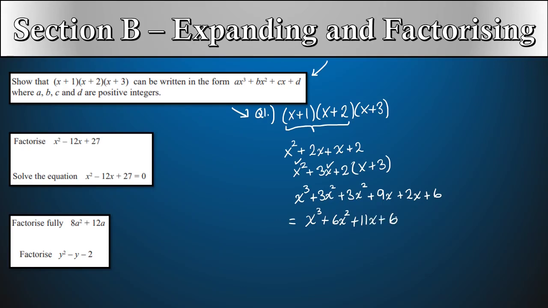So once we've expanded everything, we get this cubic, which is exactly what we needed. So in that case, a is the coefficient of x cubed, so a is 1. B is the coefficient of x squared, so b is 6. The c is the coefficient of the x, so that's my 11. And then finally d is the remaining constant, which is 6. Okay, so that's our question 1 there.